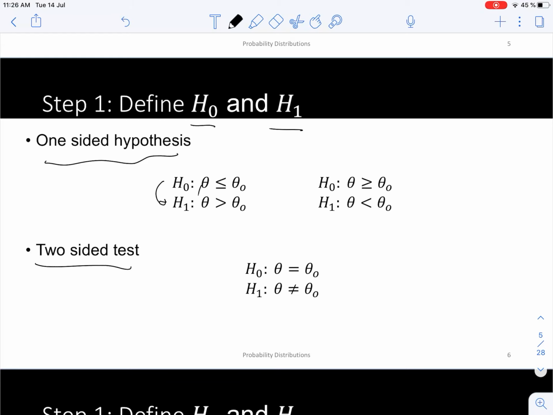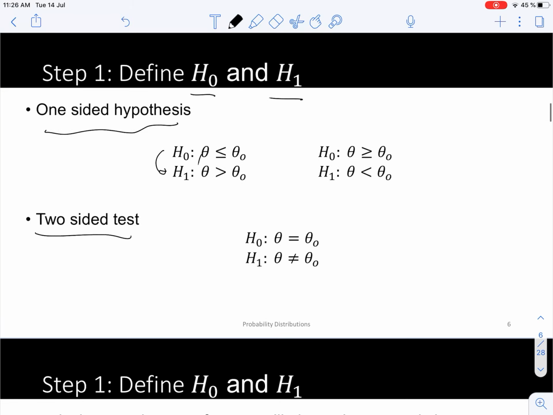Second option is theta greater or equal than a specific value, therefore the alternative is the complement, right? Theta less than that same value. In the two-sided case, if we have that the parameter is equal to a specific value, then the alternative will be different, right? That's the complement.